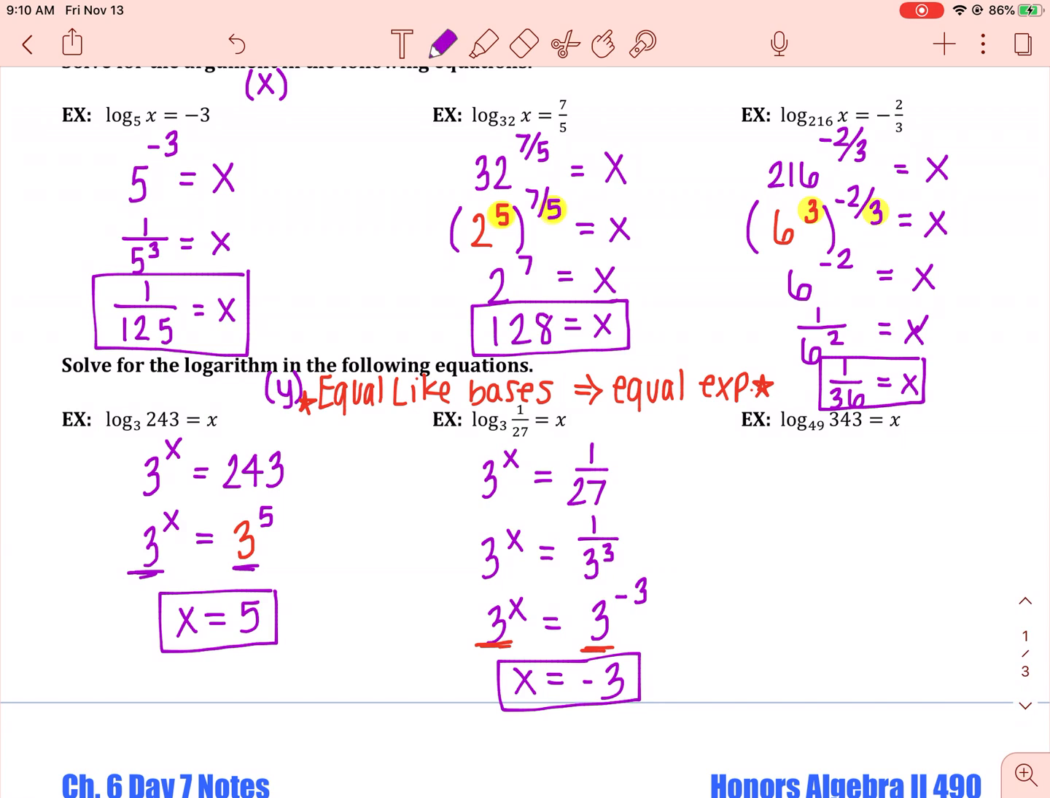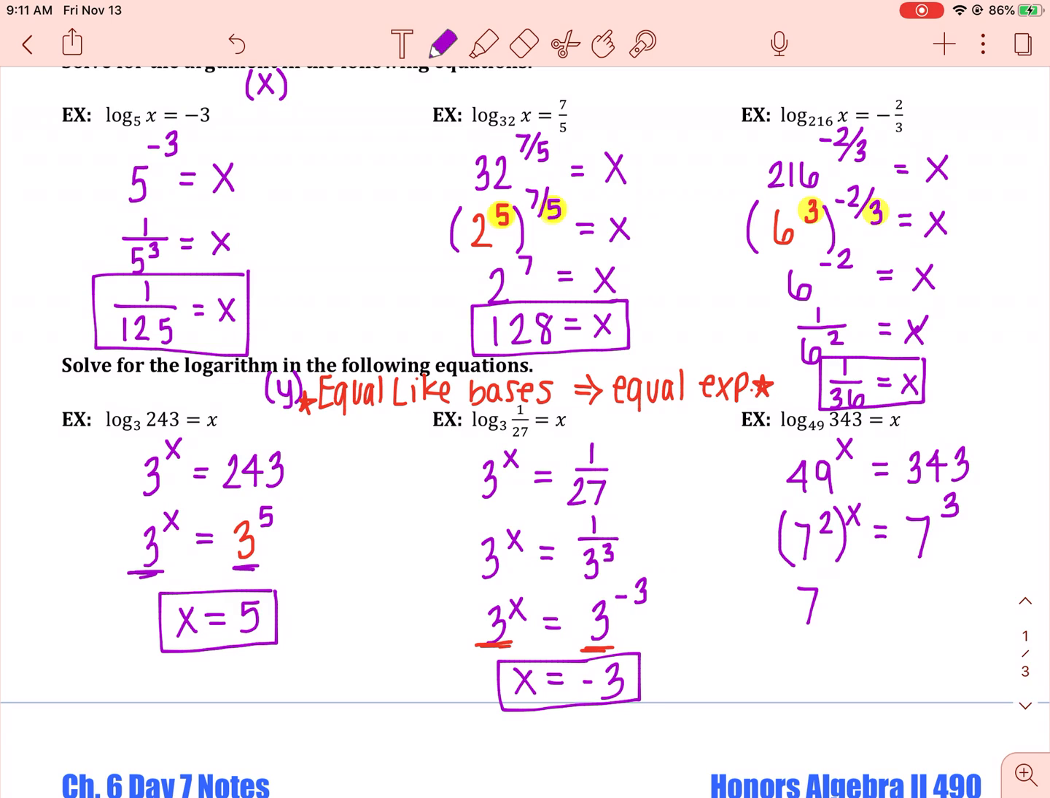Okay, hopefully you paused the video. You're going to take your 49, raise it to your x power, is going to equal 343. Now, if you got the right side to have a base of 49, okay, but do you realize the left side can even be simplified further? I can rewrite it as 7 squared. Can I get 343 to have a base of 7? Yeah, 7 cubed.